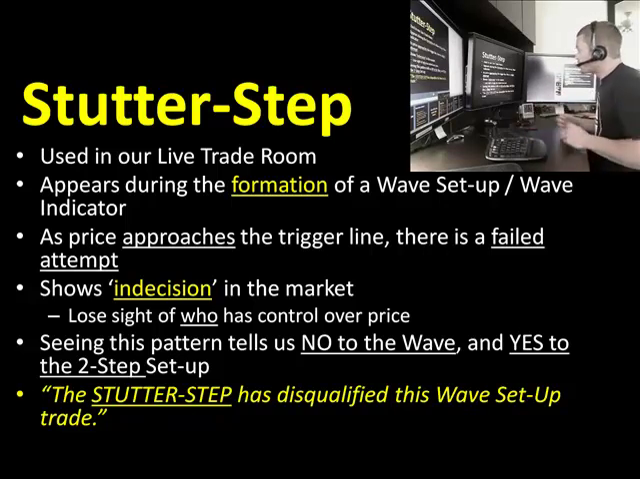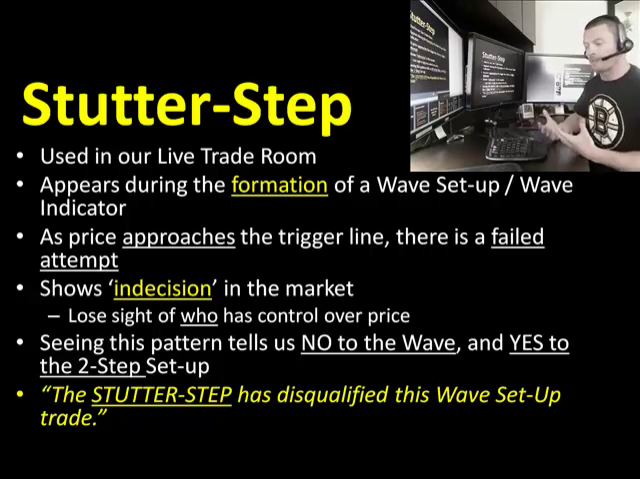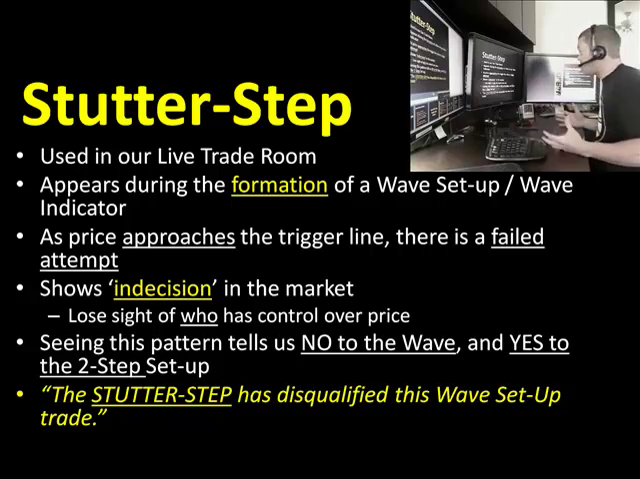Now, what it shows is indecision in the market. Basically, when we see this stutter step, it tells us the market is losing sight of who has control over price. Now, seeing this stutter step pattern tells us, right, no to the wave entry and yes to a potential reversal. Okay, let me back up real quick.